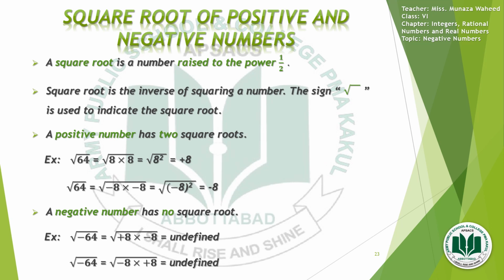And what about the square root of a negative number? If we find the square root of minus 64, then again there are two possibilities. Minus 64 can be represented as plus 8 multiplied by minus 8, but we cannot express this product in the form of an index. So the answer is undefined. The same goes for the second possibility. So we conclude that we cannot find the square root of a negative number, or we can say that a negative number has no square root.